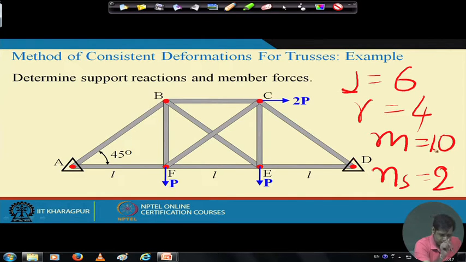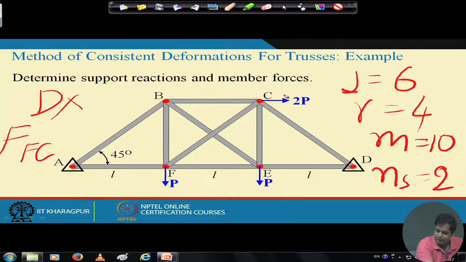So, this is the first step, and the second step is to identify the redundant forces. Since indeterminacy is 2, we need to identify 2 forces. One is associated with the reaction and one is associated with the member force. So, what redundant forces do we take? We take Dx as redundant, and the force in member FC we take as redundant. So, this is the external redundant, the reaction at D, and this is the force in member FC.